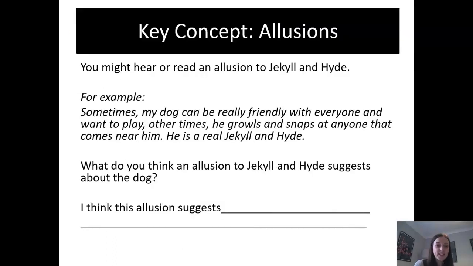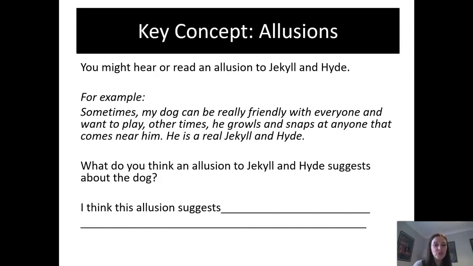So this leads us then to one key concept, and that is the idea of an allusion. You might have already heard this term when particularly we were studying Greek mythology, for example. We talked about the ways in which an allusion, a reference to another text, might be made. When we say that somebody is like Jekyll and Hyde, we are making an allusion to the story that we've just looked at. So I want you to explore what you think that might mean. Let's look at an example.